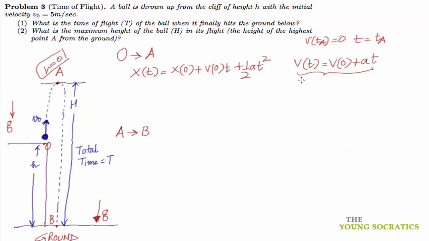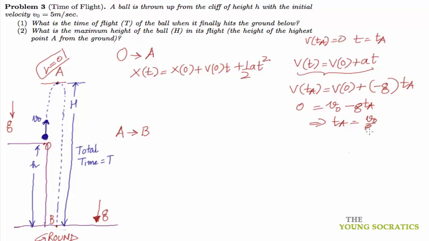We substitute these values in this equation, so we get v(ta) is equal to v0 plus acceleration. Acceleration is g, but in the negative direction of velocity, so we'll write it as minus g, and time is ta. v(ta) is 0, so 0 is v0 minus g ta. This implies ta is equal to v0 over g. So it takes time v0 over g to reach the highest point A.